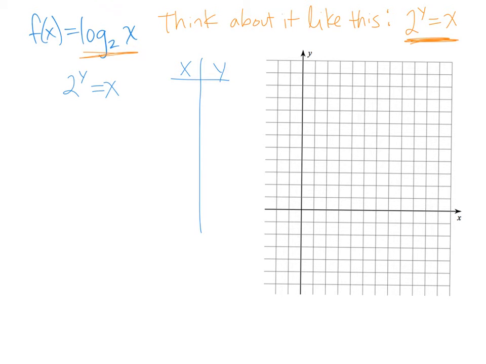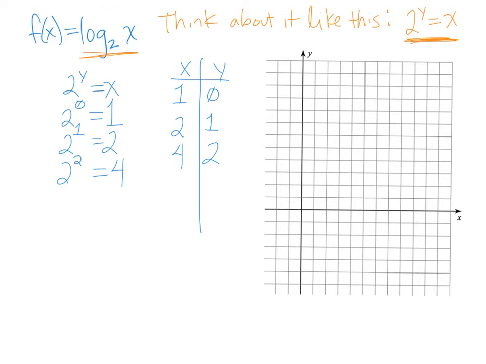So here we go. Let's start with the easy one. 2 to the 0 is equal to 1. So when x is 1, y is 0. Let's go further. 2 to the 1 equals 2, so when x is 2, y is 1. 2 squared equals 4, so when x is 4, y equals 2. You follow me? We're feeling good? Rock and roll?